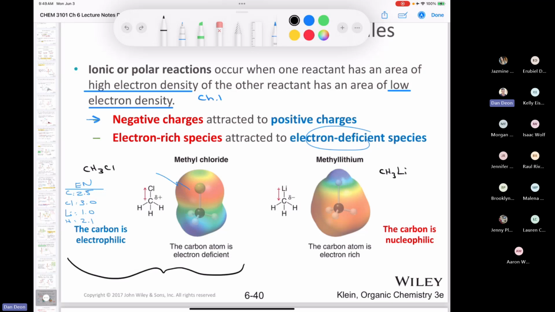Whereas in methyl lithium, the carbon is nucleophilic. Why? Because now the carbon has a partially negative charge on it, so it's seeking a nucleus. Give me a thumbs up if that resonates with you even a little bit. The carbon atom is nucleophilic if it has a negative charge or partial negative charge, and the carbon is electrophilic if it has a partial positive charge on it.